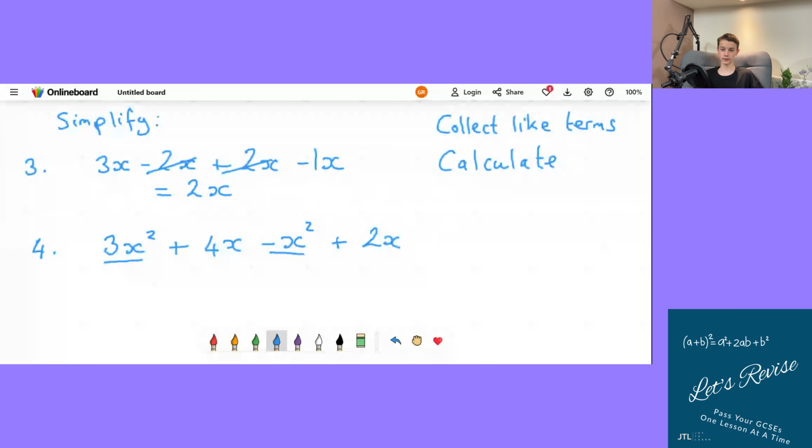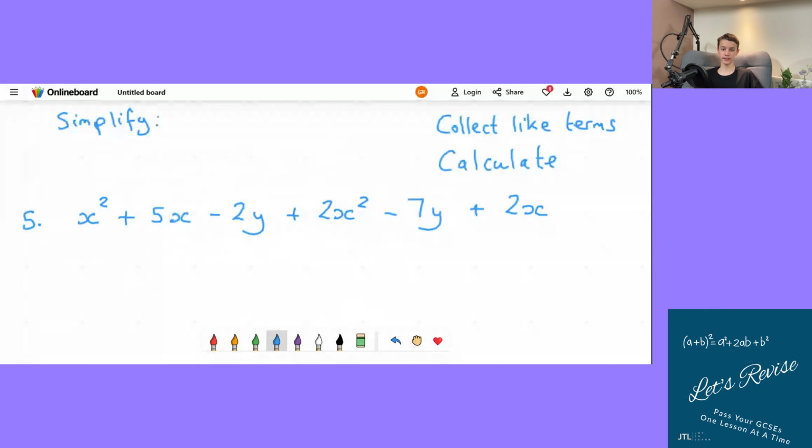3x squared, then you have your minus x squared is 2x squared. Then you have your plus 4x and plus 2x combined are plus 6x. So it's 2x squared plus 6x. And that is your answer. There is no more maths to do on it, because you can't do an x squared and an x together. You have to leave it at that. That is the answer.